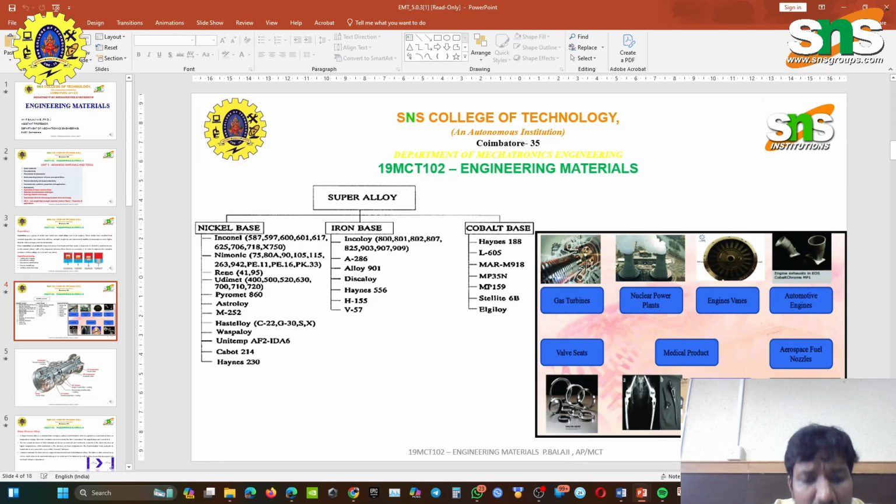Also, surface stability is a property. Superalloys demonstrate good resistance to oxidation and corrosion even in harsh environments. We can use these superalloys in gas turbines, nuclear power plants, engine vanes, automotive engines, valve seats, medical products, and aerospace nozzles. Those kinds of applications can use superalloys.